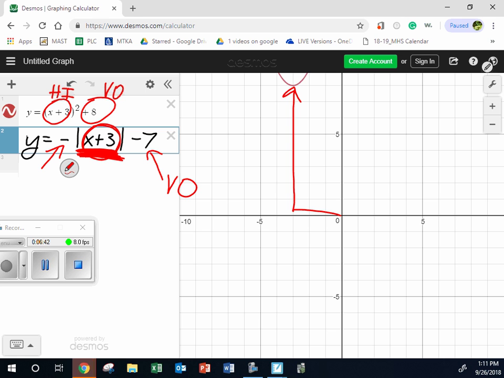What's this negative in front do? Well, first of all, is it on the inside or the outside? Outside. So it's a vertical thing. What do you think a negative on the vertical is going to do? Well, there's only 2 choices. Either it's going to go down vertically, or, yes, it's going to flip.